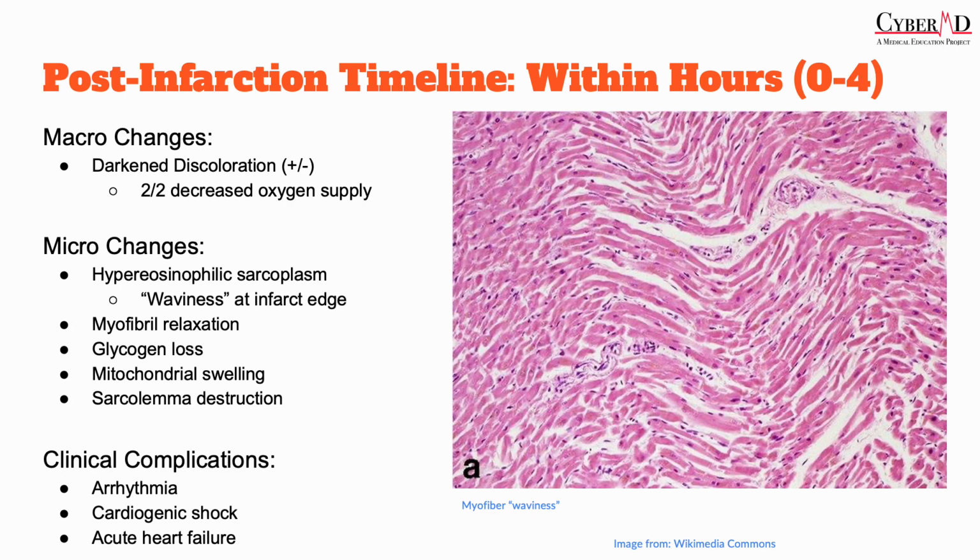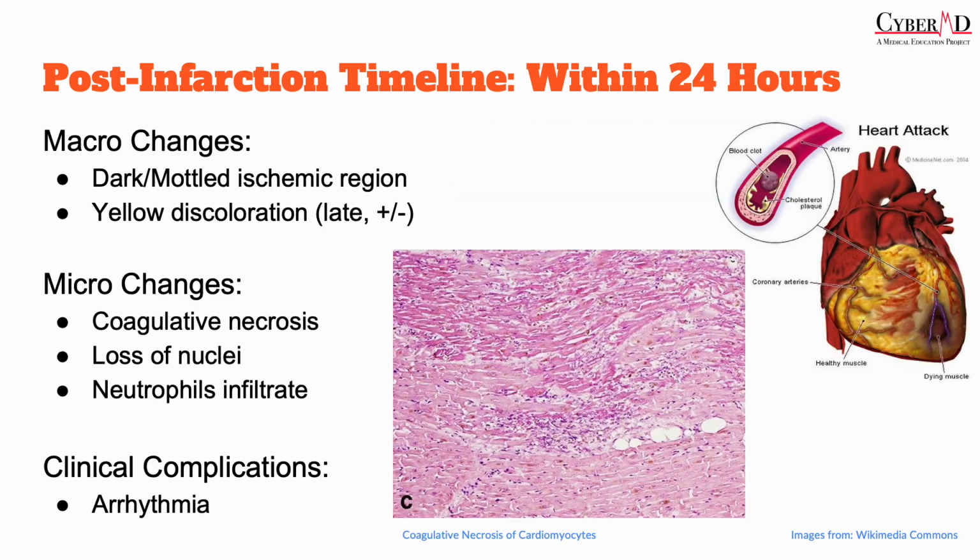A lot of these are difficult to really see, and so a lot of times they aren't tested on Step 1, but they're still worth mentioning. As far as clinical complications during this time frame go, acute clinical complications may include arrhythmias as well as hemodynamic instability in the form of cardiogenic shock if the infarct is large enough. Another complication can be acute heart failure.